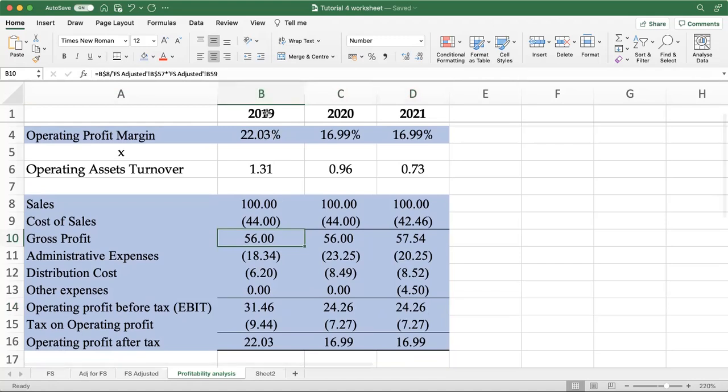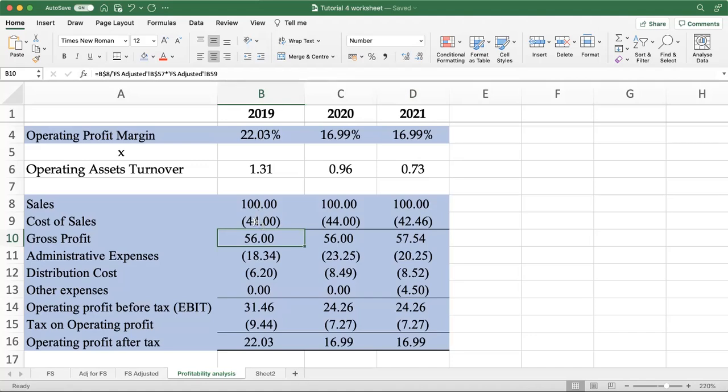Right. Now let's see 2019 and 20. Operating profit margin declined from 22% to 17%. You see, from 22% to 17%. So what are the reasons for the decline?